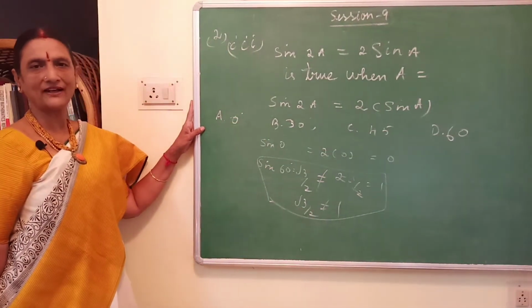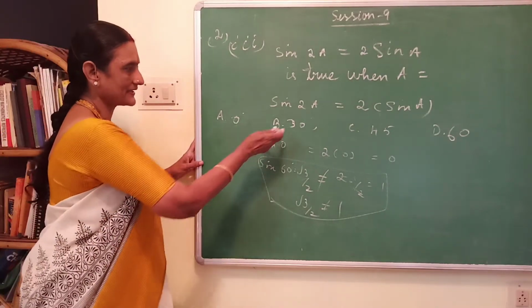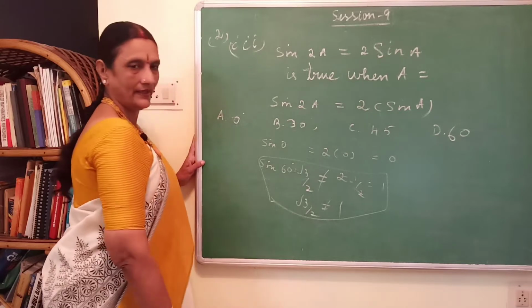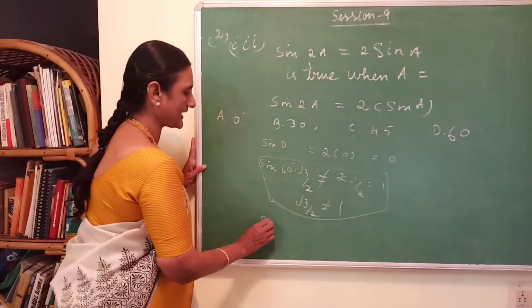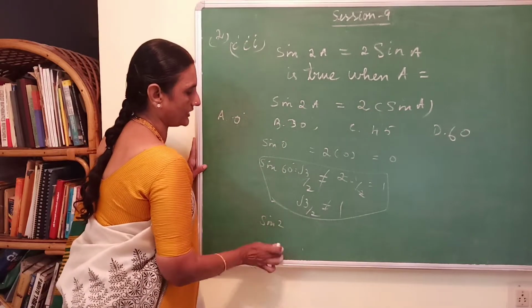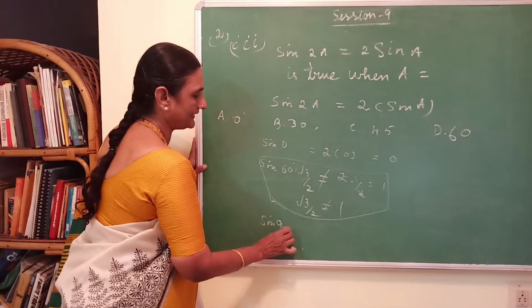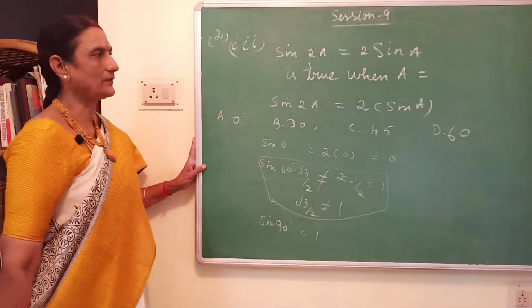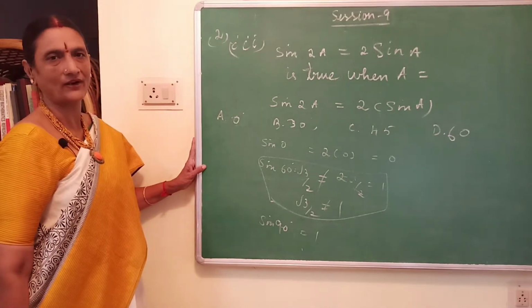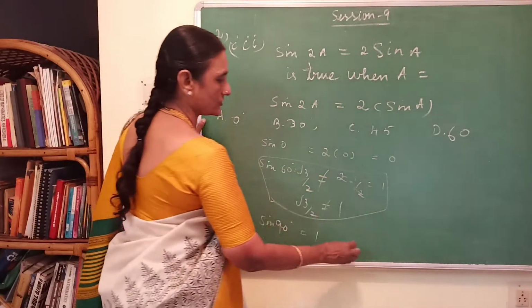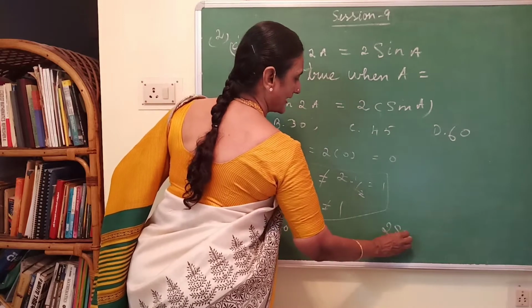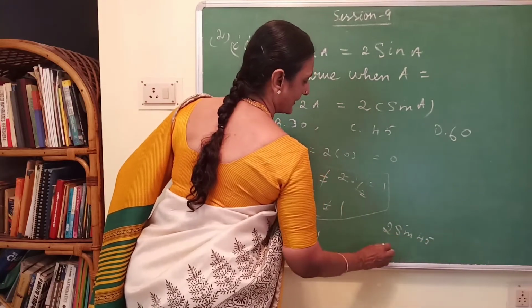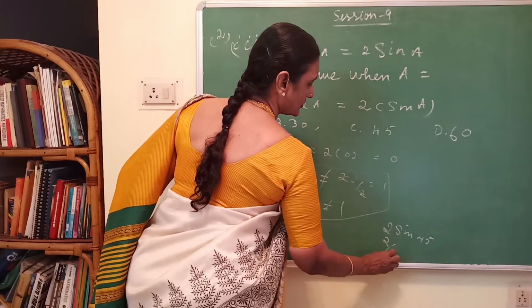Now what about the third option? The third option is when a equal to 45. If a equal to 45, sine of 2a is sine of 2 into 45, it is 90 degrees. Sine 90 is 1. So what about sine 45? Sine 45 is 1 by root 2. Therefore 2 sine of 45, you will get, sine 45 is 1 by root 2, so you will get 2 by root 2.